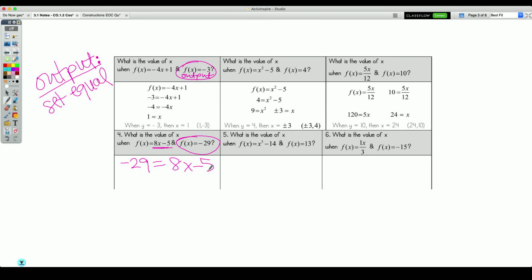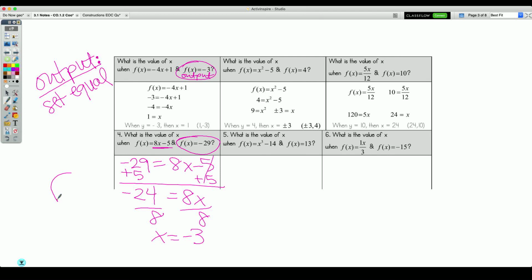Are we okay with that step? So take the value that they gave me as output and set it equal to the function. Now it's just a simple problem, so we're going to solve for x here. What's my first move? We have a negative 5, so we want to add 5. Good, we want to cancel those out. I'm left with 8x. These are different signs, right? So we're going to subtract and keep it negative. Good. And I'm going to divide by 8, so x equals negative 3.